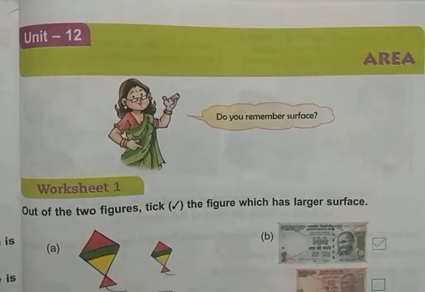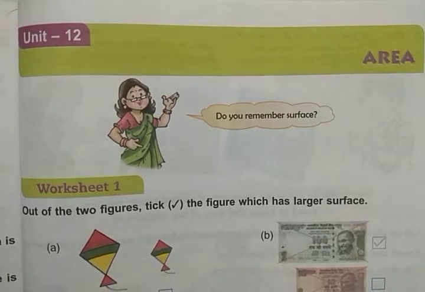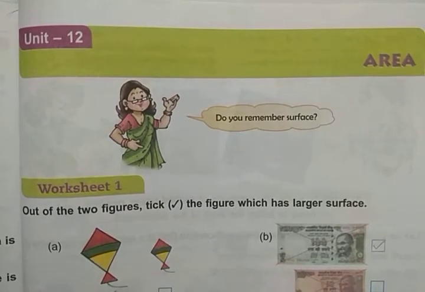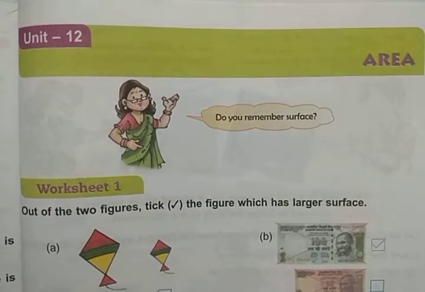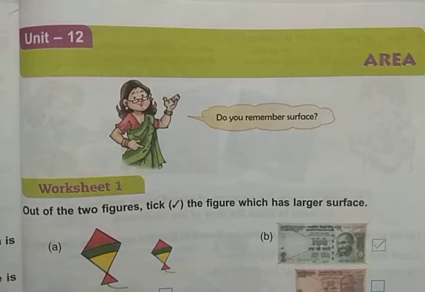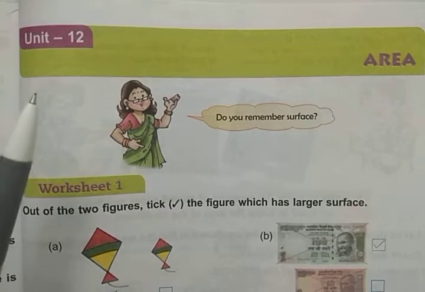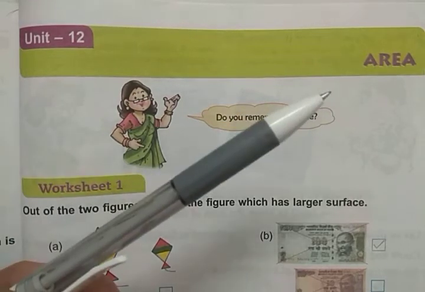Hello students, in the previous video we have completed the revision of unit 11, that is perimeter. So we have learned that the length of the boundary of a closed figure is called its perimeter. And now let us start the revision of unit 12, that is area.